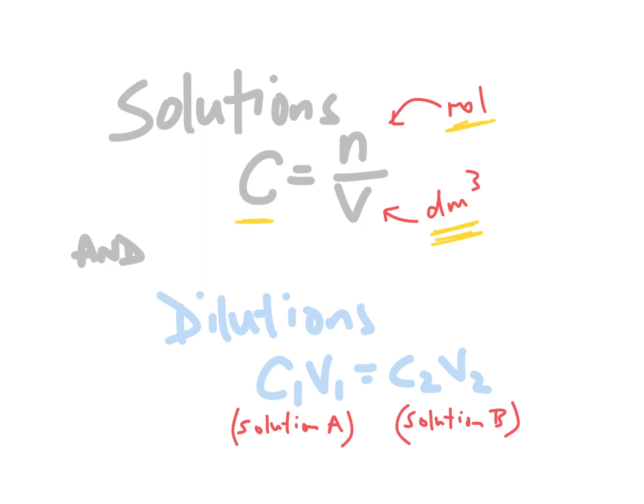And then if you're doing a dilution, meaning you're taking an existing solution with a certain concentration in moles per cubic decimeter and a certain volume in cubic decimeters, C1 times V1 is equal to C2 times V2. What you hopefully realize is that the number of moles in solution A is equal to the number of moles in solution B, because we haven't added or taken away any solute. It's just been diluted. Water's been added. So if you want to calculate dilutions, you use C1V1 equals C2V2. Let's have a gander.